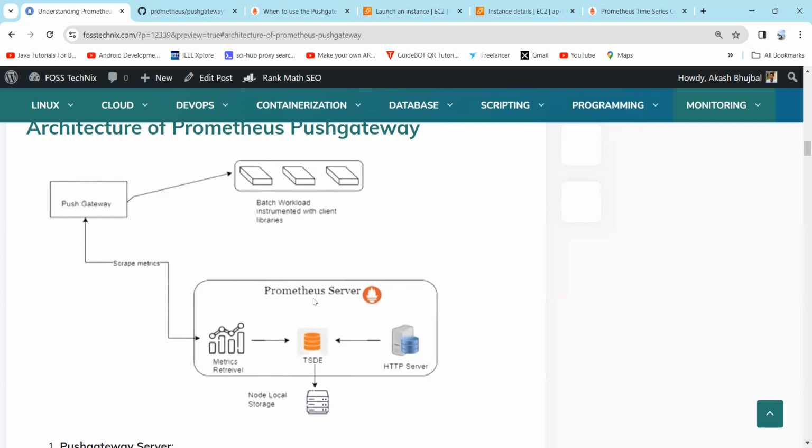Then is the labeling support. PushGateway supports labeling of metrics, which allows jobs or services to include additional metadata with their metrics. These labels help in organizing and querying metrics effectively within Prometheus. And to ensure high availability, it's recommended to deploy PushGateway in a redundant configuration with proper monitoring and alerting mechanisms. So in summary, the PushGateway acts as a bridge between short-lived jobs or services and Prometheus, providing a mechanism for pushing the metrics over HTTP.